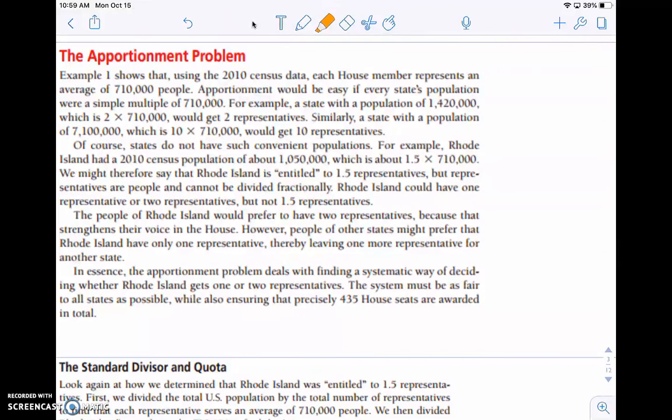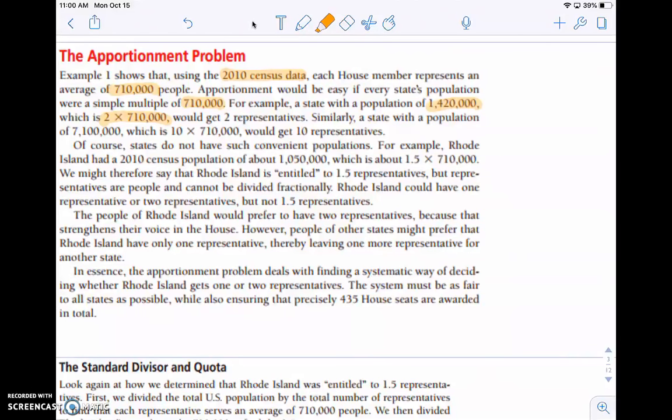So when we look at an apportionment problem, we're going to look at it in example 1 using the 2010 census data. Each House member represents an average of 710,000 people. That's where it was in 2010, and we saw the projection for 2030 to be about 804,000. Now, apportionment would be really easy if state populations were simply a multiple of that number, in this case 710,000. For example, if a state's population was 1.42 million, that's double the 710,000, so that state would get exactly 2 representatives. Similarly, if a state's population was 7.1 million, then they'd get 10 representatives.